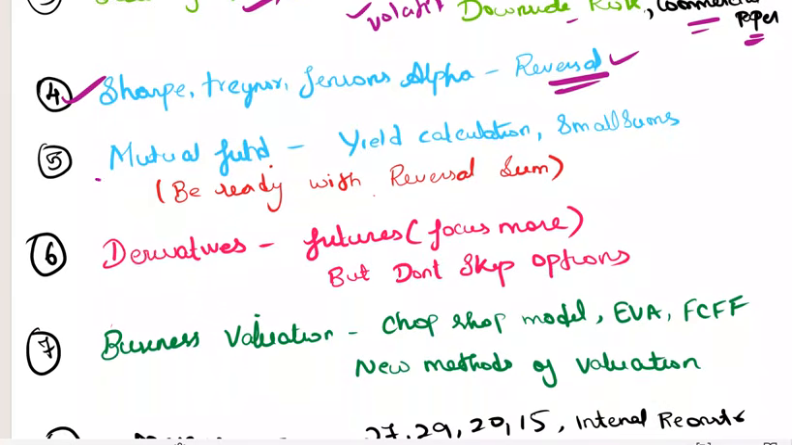Next, in mutual fund, always be ready with your reversal sum. Mostly in mutual funds they are testing the reversal calculation recently. Please do not ignore the small sums in mutual fund, because mutual fund itself contains very few sums. Kindly try to complete all the sums in mutual fund, especially in your study material. Give more importance to small sums also.